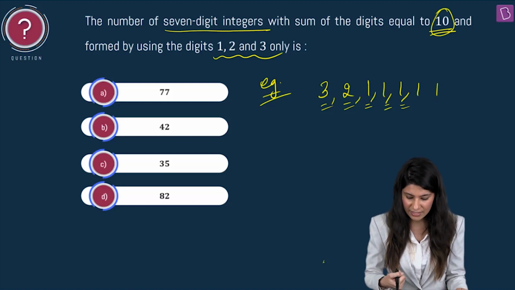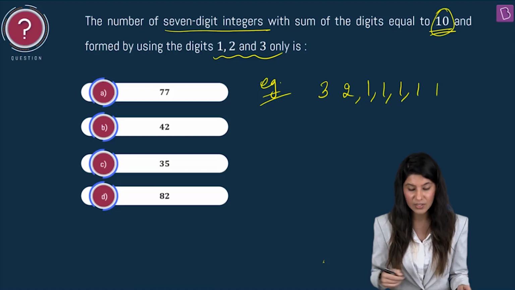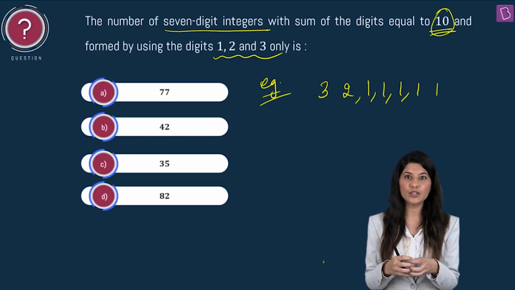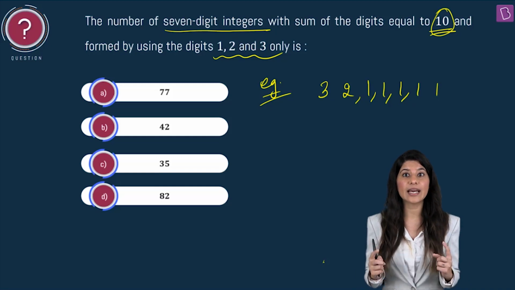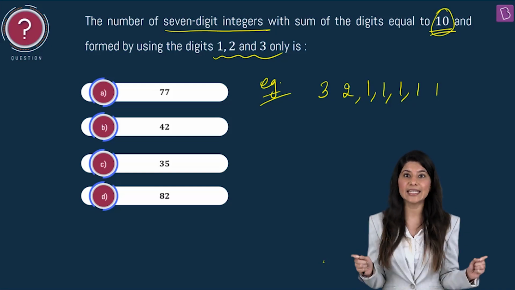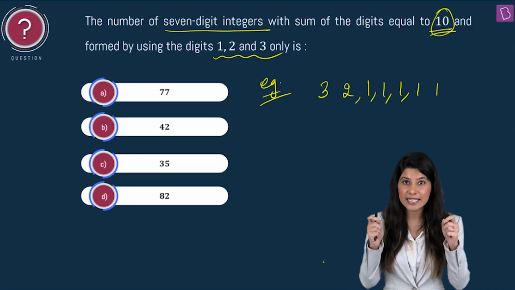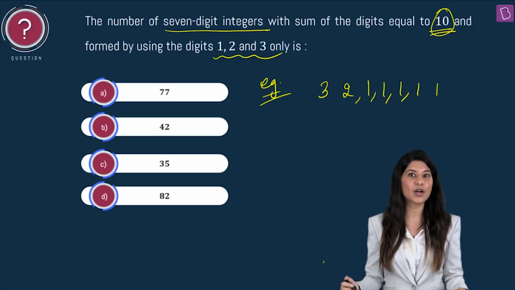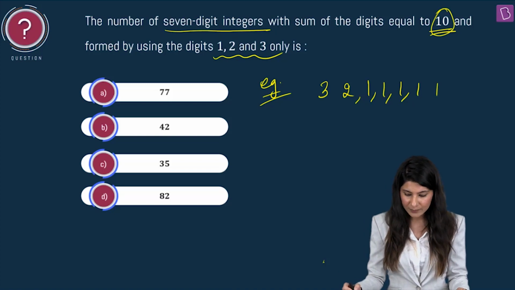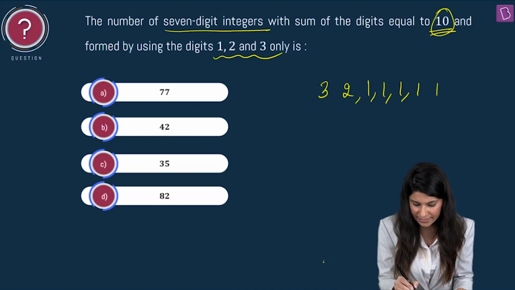So such cases we need to think about. This is a very thoughtful question. We need to count the number of cases, how many cases I can create, so that I'll be sure that I am not missing any case in such a question. That is extremely important. You shouldn't miss any case. Then only you can say that your answer would be right.